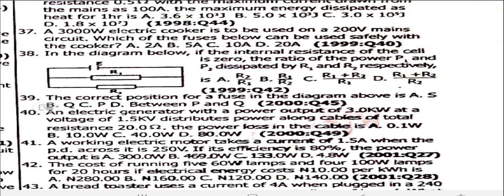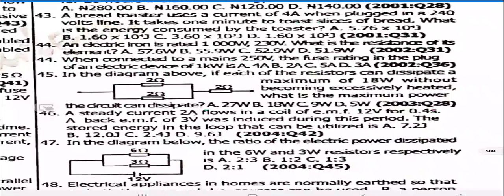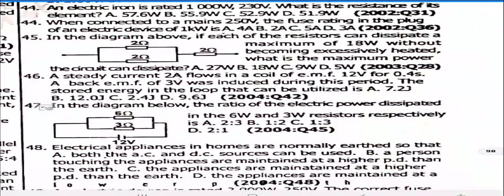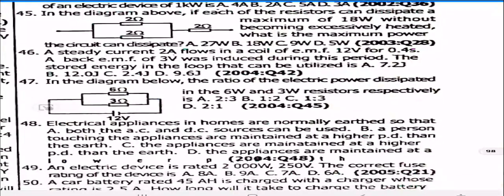To the live wire. It's S. It's Q. It's P. Actually, the diagram was not indicated there. So run a bread toaster connected remain a steady current, power dissipated.